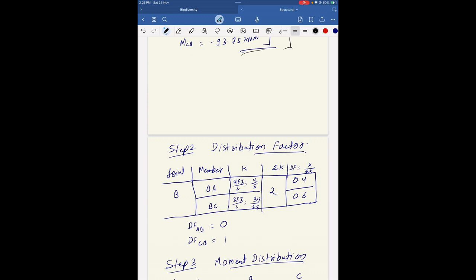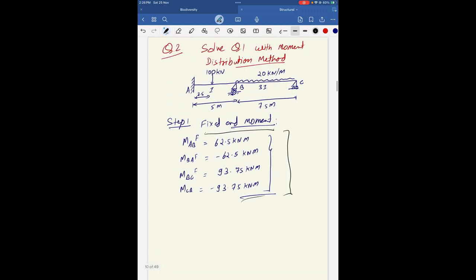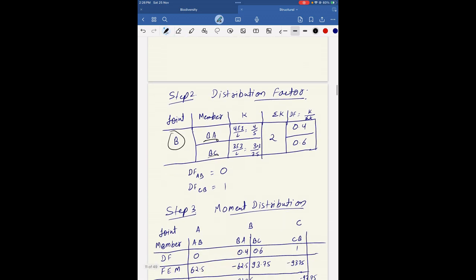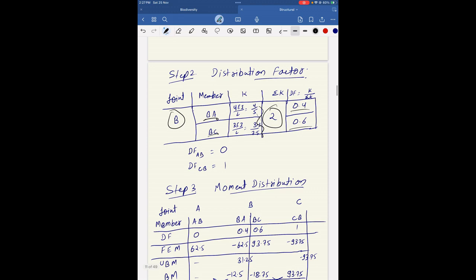For that we have one joint B, and at this joint we have members AB and BC. Then K for AB, the fixed support, is 4EI by L, where L is 5, so 4 by 5, and for BC it is a pin support, so that is 3EI by L. If we find the summation of both, it comes out to be 2, and the distribution factor is K by summation of K, that is 0.4 and 0.6.